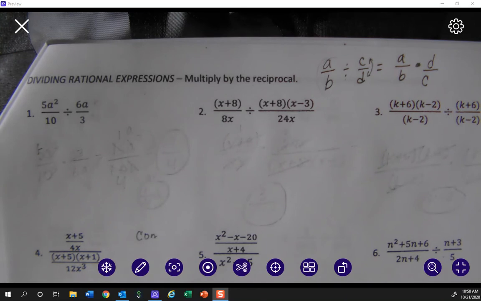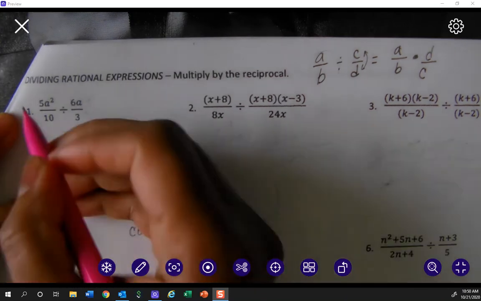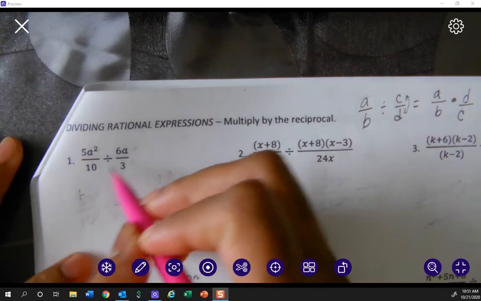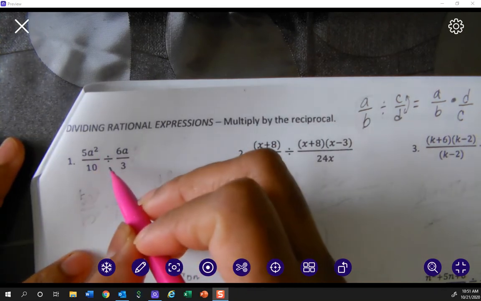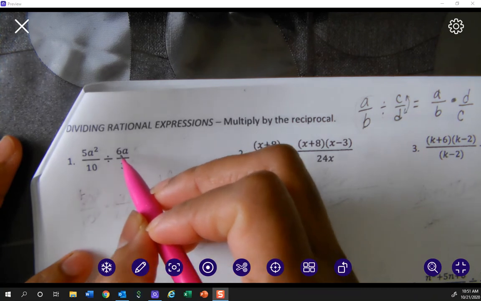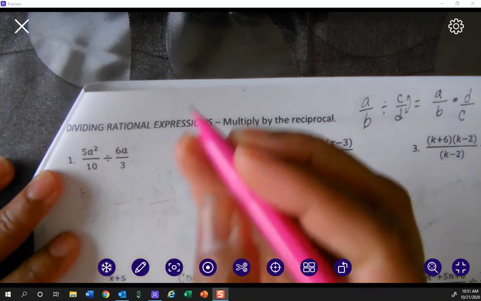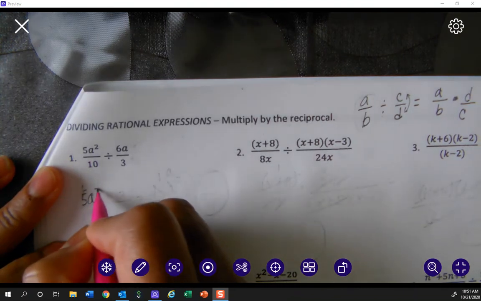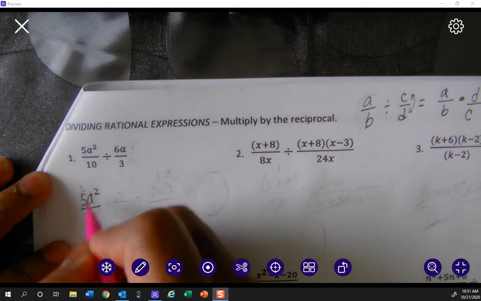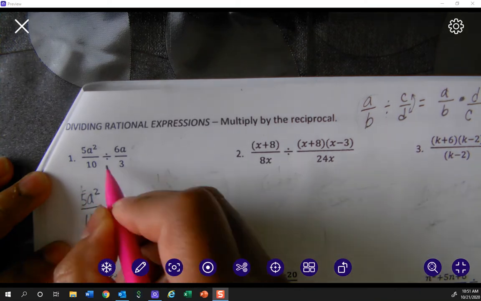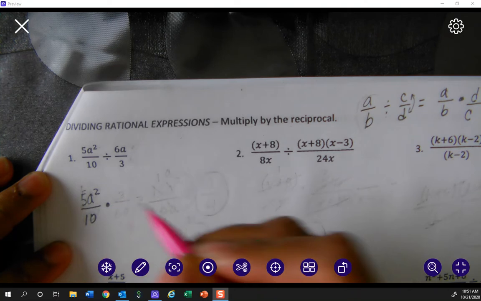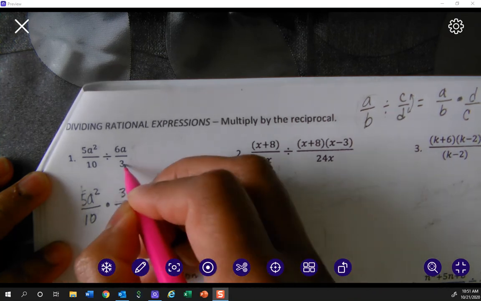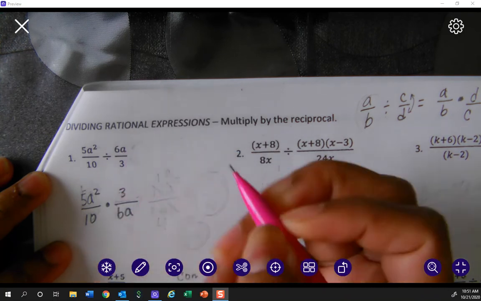So here is a rational expression. We have 5a squared over 10, which is divided by 6a over 3. Now, before I do anything else, I'm going to keep the first one and just set this up. So 5a squared over 10, change the division to a multiplication, and flip the second one, 3 over 6a, the reciprocal.